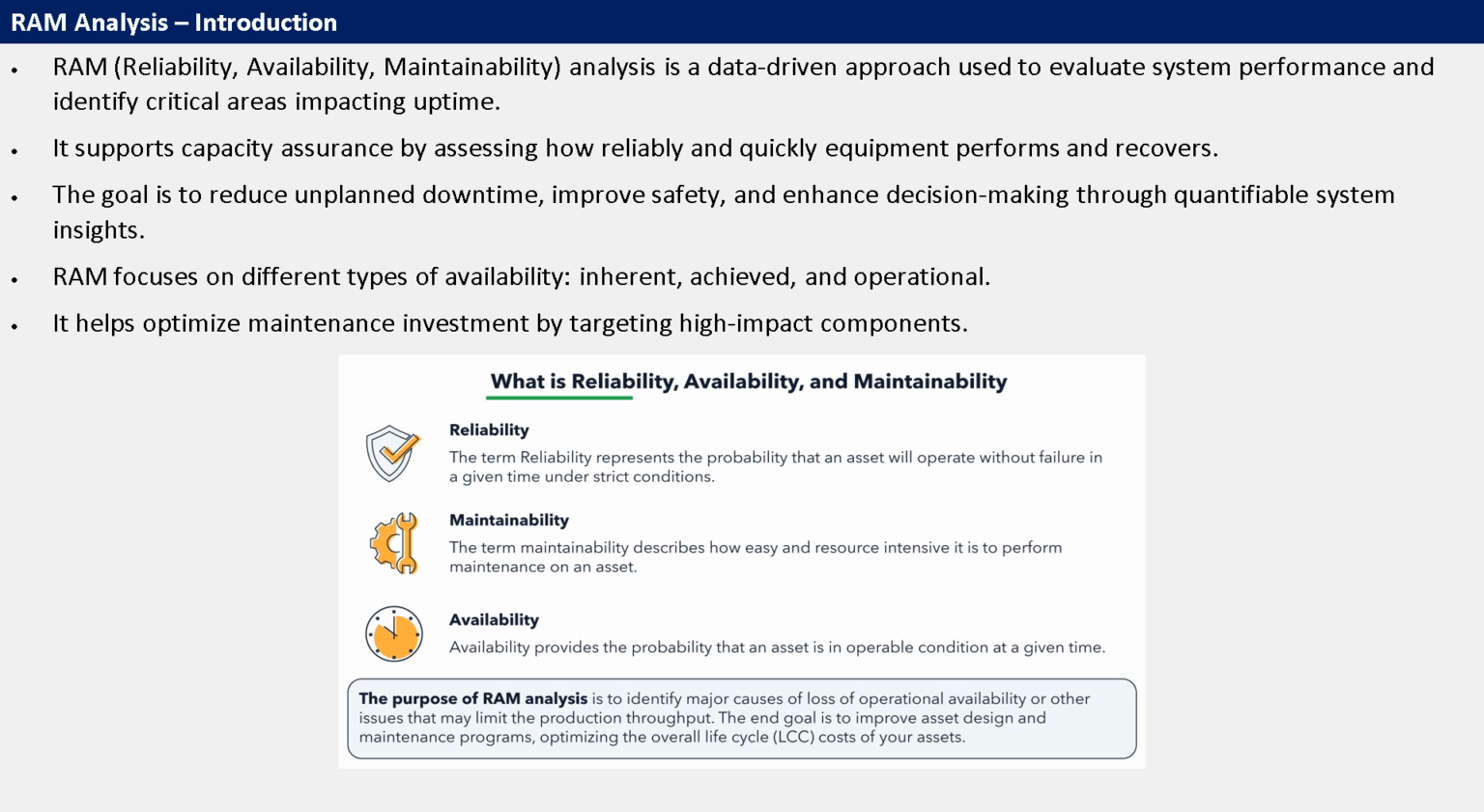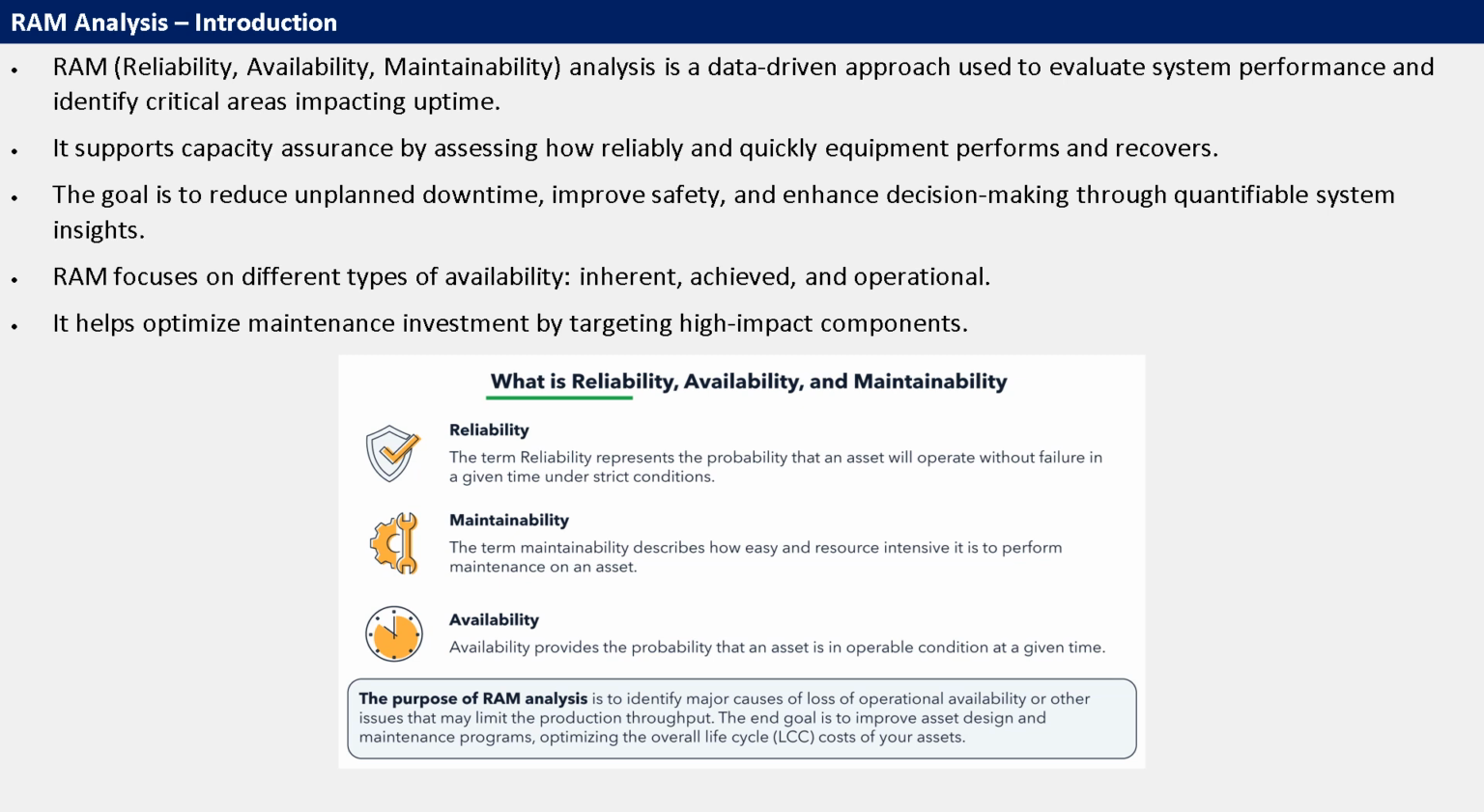2. Why is RAM analysis important? In any operation that depends on physical assets, system availability is critical to productivity. Even a highly reliable machine can cause major losses if it takes too long to repair, or if its failure causes a cascade of stoppages downstream.